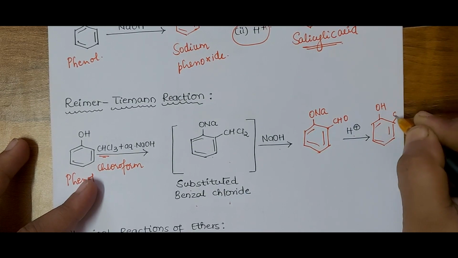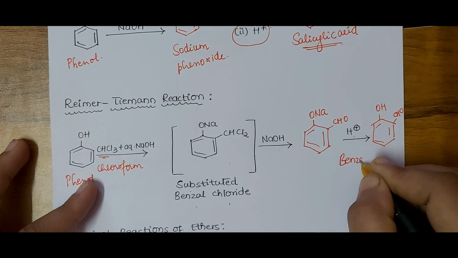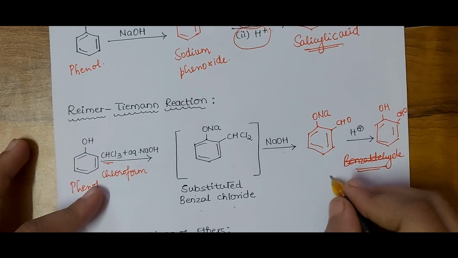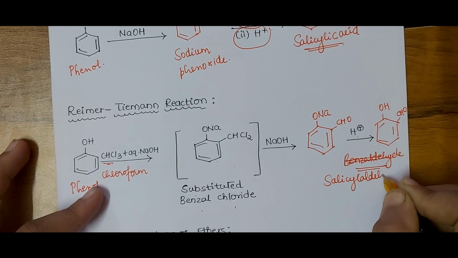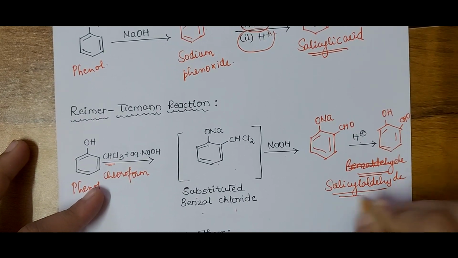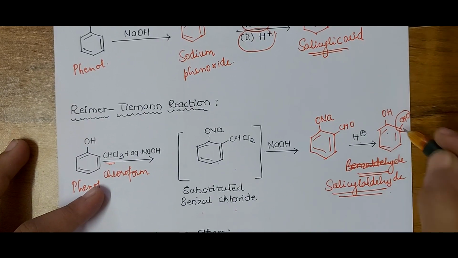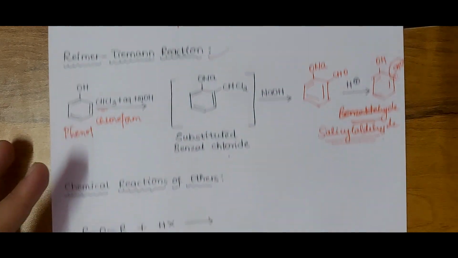So salicylaldehyde is obtained as a product. CHO bonded to a benzene ring is benzaldehyde. When CHO is bonded to a benzene ring with OH at the ortho position, we call it salicylaldehyde, and this reaction we name the Reimer-Tiemann reaction. So this is the Reimer-Tiemann reaction, where we see that CHO is at the ortho position, and hence the Reimer-Tiemann reaction gives salicylaldehyde.